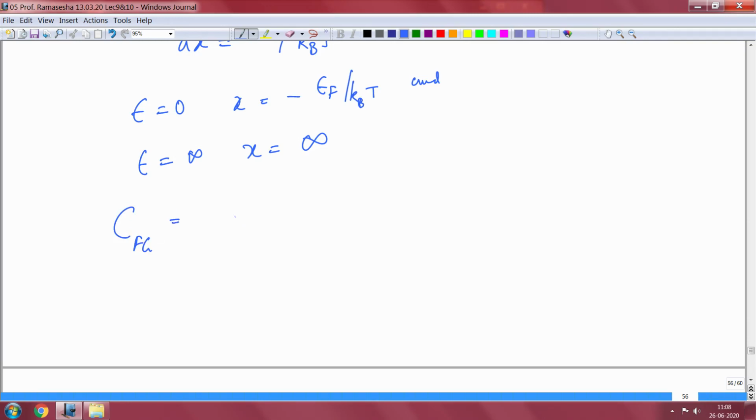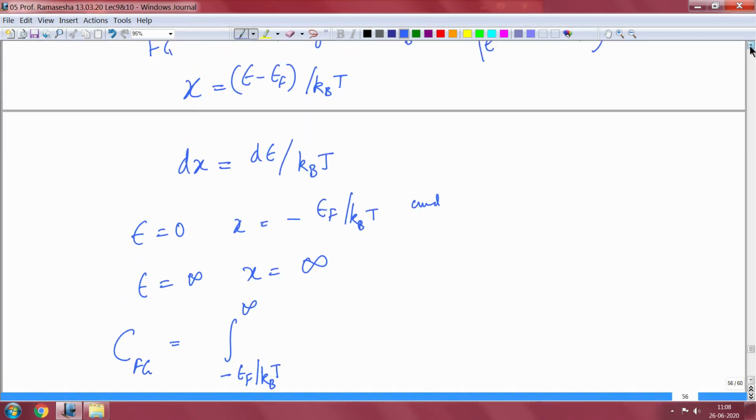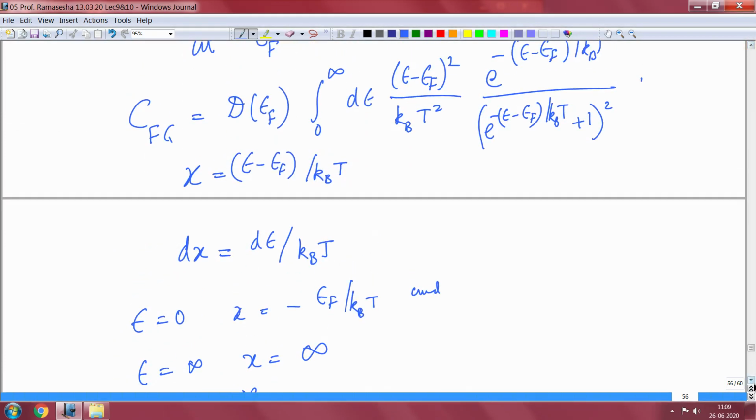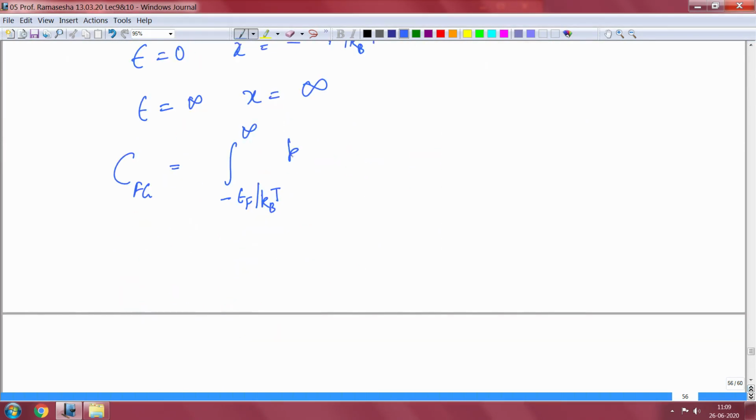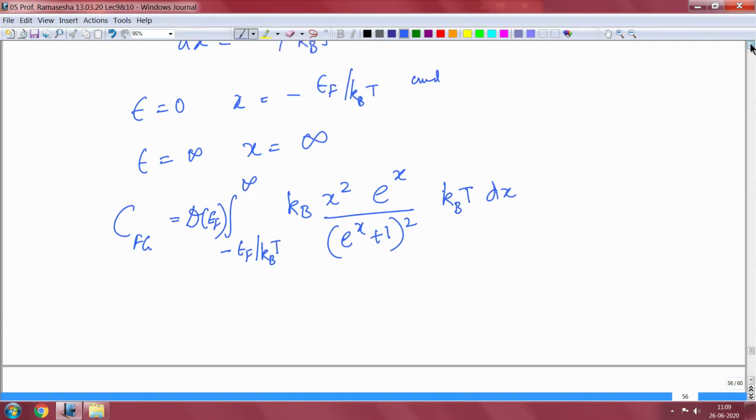So on making this change of variables, what we will have is the following: C of the Fermi gas would be equal to the integral from minus εF by kBT to infinity of kB times x squared, with d of EF here, times e to the x divided by e to the power x plus 1 the whole squared, times dx, which is kBT, because dε is equal to kBT times dx.